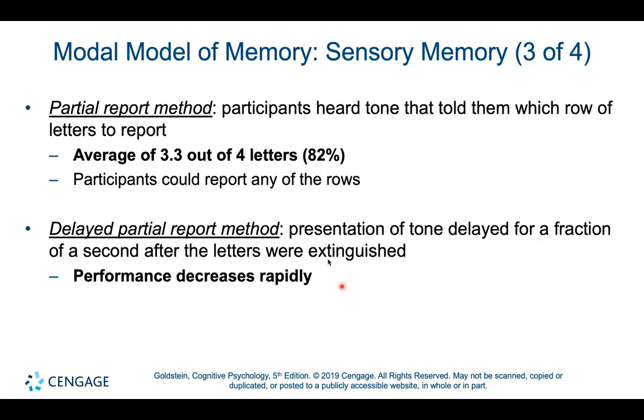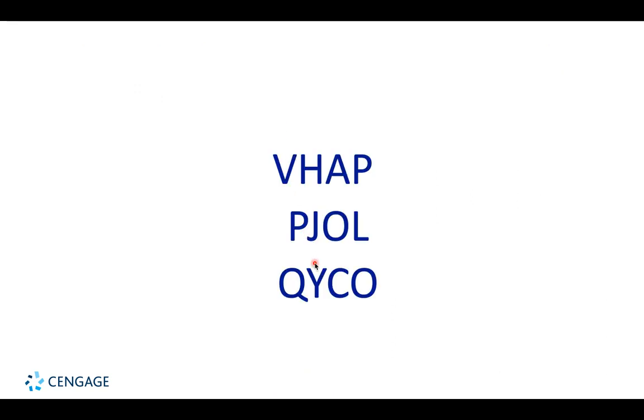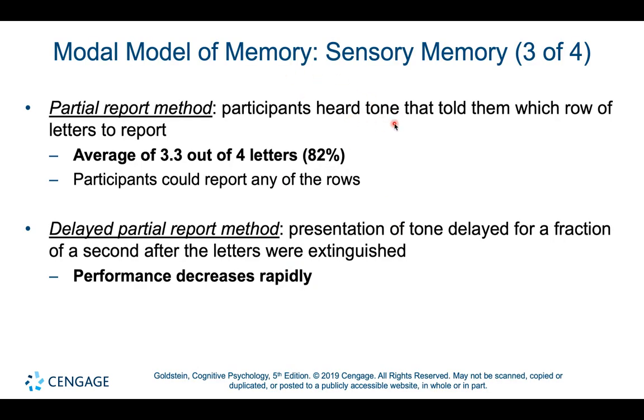But if you engage in what's known as the partial report method, what this does is it signals participants to report a particular row, either the top row, the middle row, or the bottom row. They did this using auditory tones. So basically a high pitch noise, a medium pitch noise, or a low pitch tone would tell participants, okay, you flash it really quickly. I want you to report the top row, the middle row, or the bottom row, and only that row.